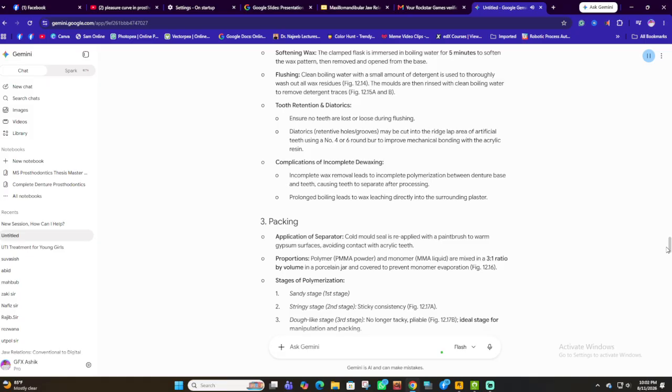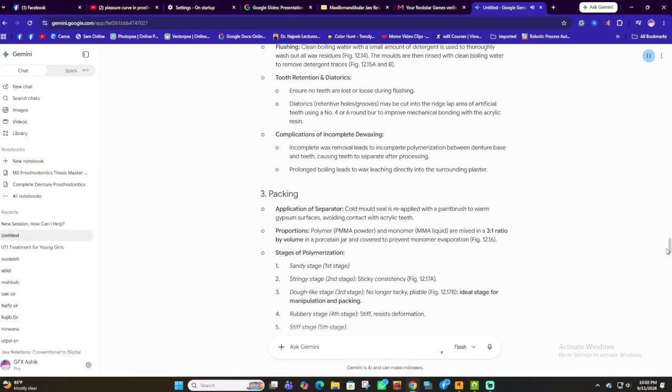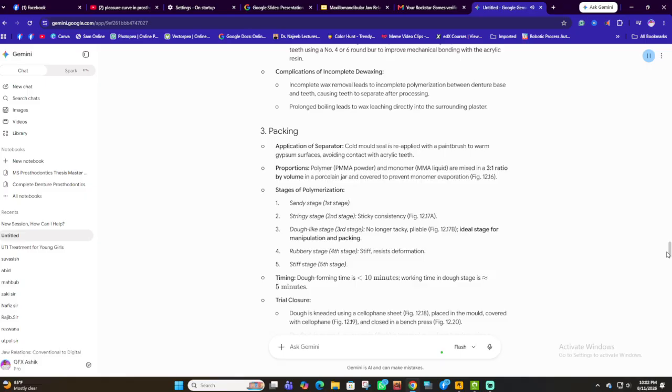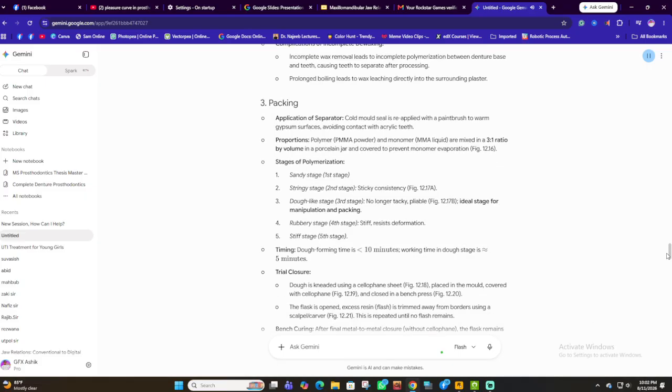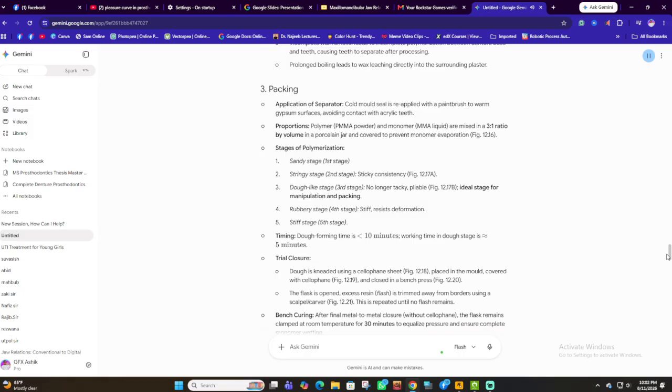Proportions. Polymer, PMMA powder, and monomer, MMA liquid, are mixed in a 3:1 ratio by volume in a porcelain jar and covered to prevent monomer evaporation, Fig. 12.16. Stages of polymerization: sandy stage, first stage; stringy stage, second stage; sticky consistency, Fig. 12.17a. Dough-like stage, third stage, no longer tacky, pliable, Fig. 12.17b, ideal stage for manipulation and packing.